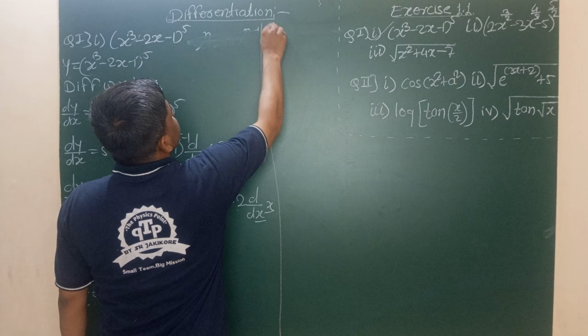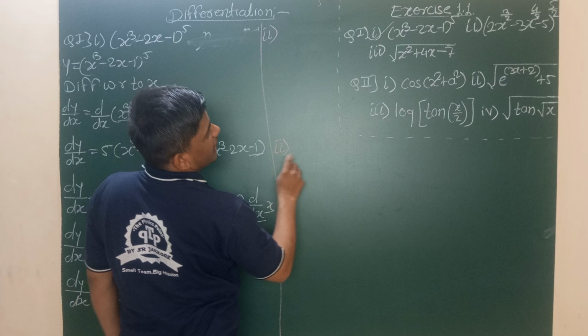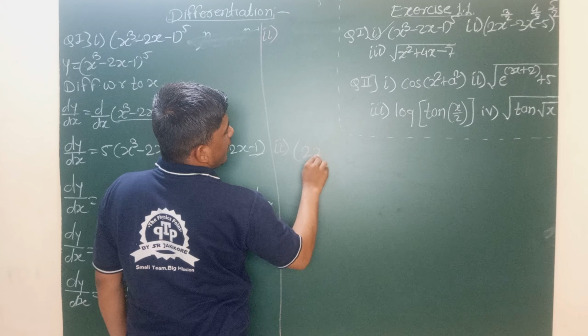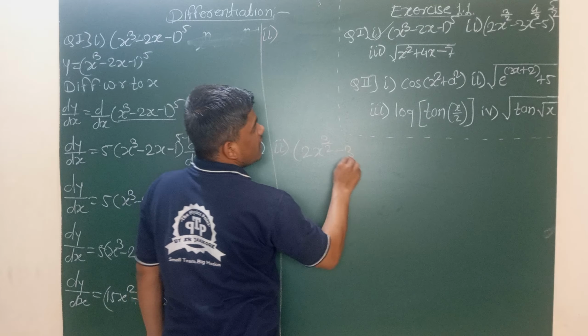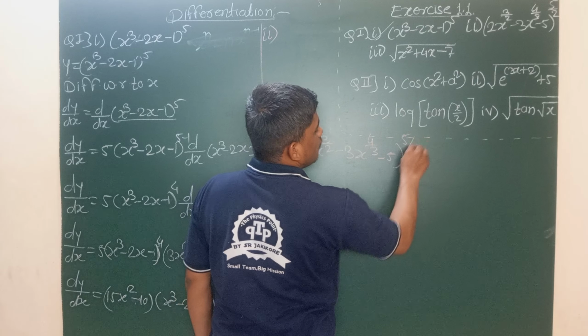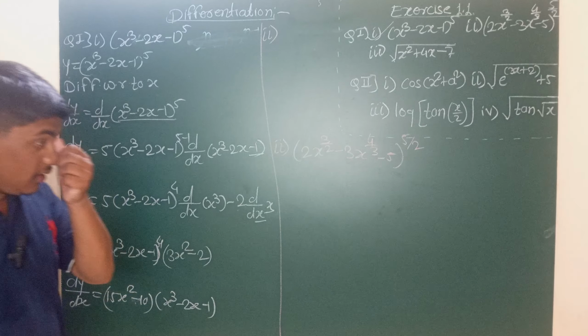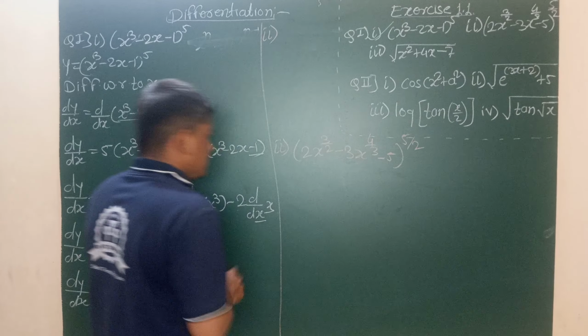Second will be 2x raised to 3 by 2 minus 3x raised to 4 by 3 minus 5, whole bracket raised to 5 by 2. Here we use the x raised to n formula multiple times. Then we solve this question.